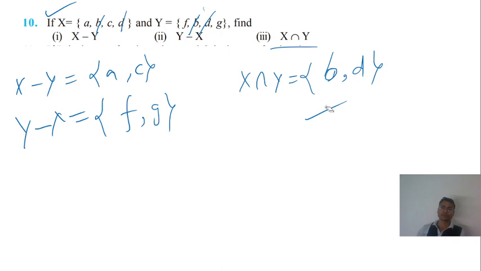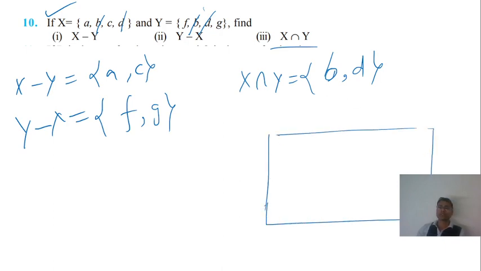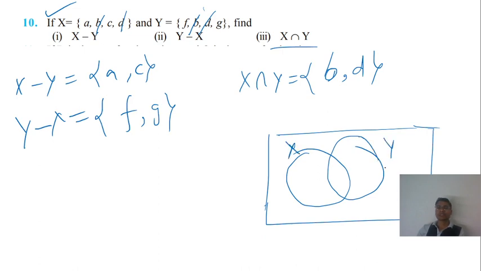So we have done it. To represent this in a Venn diagram, what will we have to do? We will draw the X set and the Y set, naming this set X and this set Y, and the common elements B and D will be put inside the overlap. The rest of the elements besides B and D are A comma C in X, and F comma G in Y.